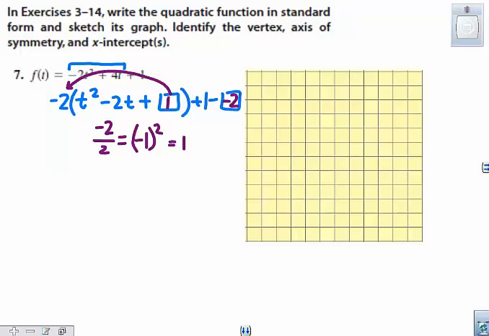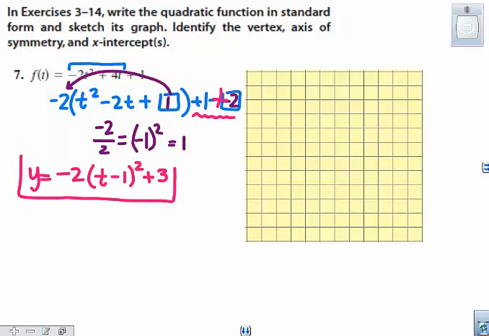So now when we clean this up, we have -2, and then we'll have t, and remember it's half your b, which was -1, so -1 squared. Combine like terms on the outside. Minus a negative is plus, so 1 plus 2 is 3, so +3. So this is vertex form of your quadratic. We can identify the vertex. It's the opposite of what's in parentheses, so a +1, and what's on the outside, so a +3. That means your axis of symmetry is x equals 1, because it's x equals h.